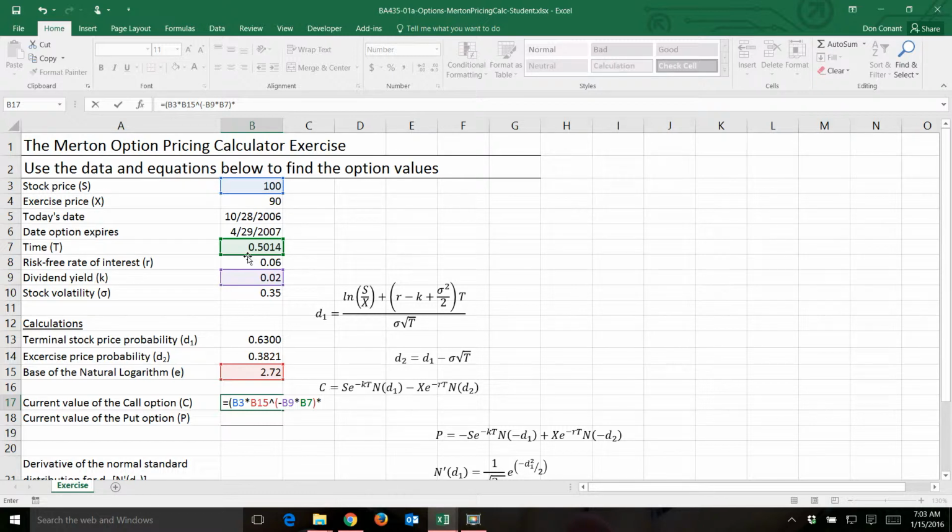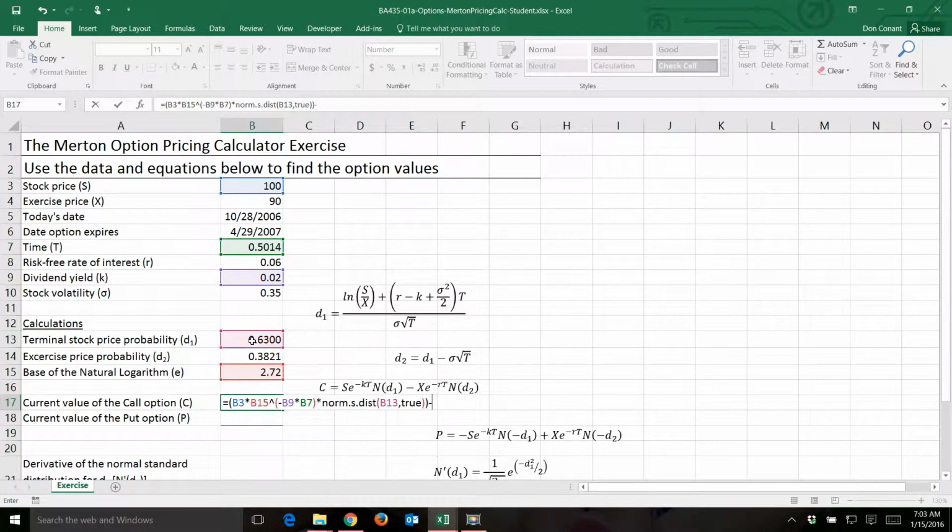Now, there's a difference. So later on, we'll calculate the derivative of the normal standard distribution for D sub 1, and that will be indicated with N prime. You need to pay attention when you see N or N prime. In this case, we see N, so we're going to use the norm.s.dist. That's what N indicates, and it's N of D sub 1. We want that to be cumulative. We always do in the normal standard distribution, so we set that second part of the syntax to true. All right, that takes care of the value to the left of the minus sign.